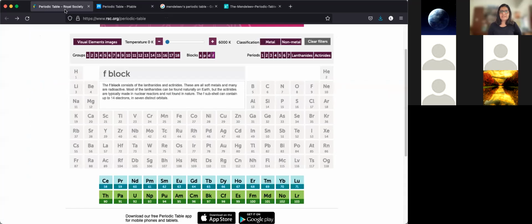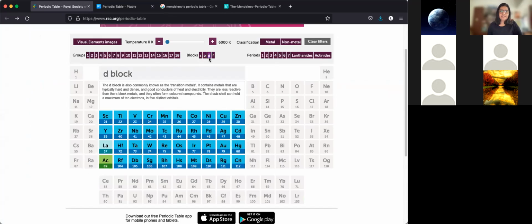Both of these are interactive periodic tables. I'll send you guys the link to both. I would encourage you to play around, so that one, you'll get familiar with the periodic table, and two, you also get to see the trends and properties and all of that. You can figure it out easily. Okay, continuing. So you have S, P, D, and F.